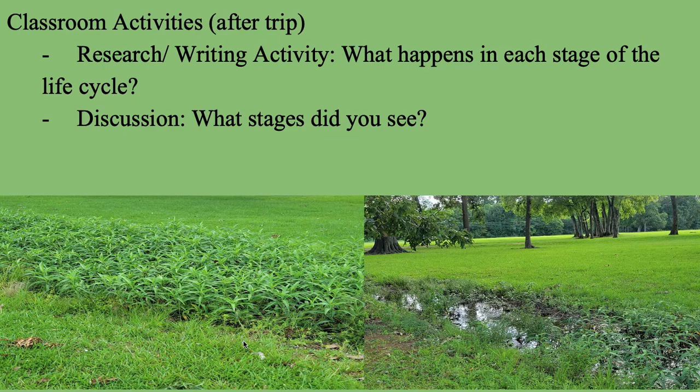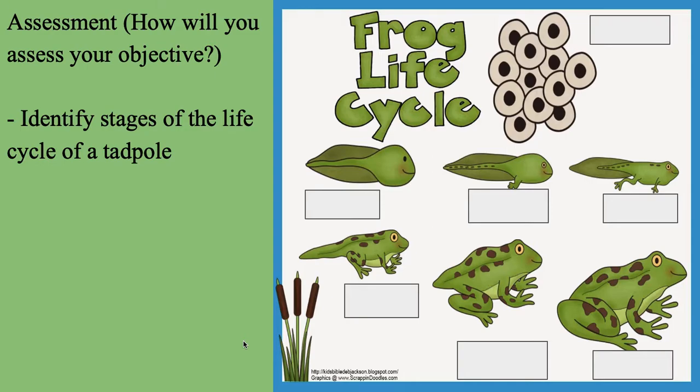After our trip, we decided that we would do a writing activity for our students. The students will have to determine what happens in each stage of the life cycle. Following this, we can also have a discussion about what stages they saw while visiting the pond. Lastly, we will do an assessment on our objective, which is to identify the stages of the life cycle of a tadpole. This picture is one of the worksheets that we can use to assess this objective.